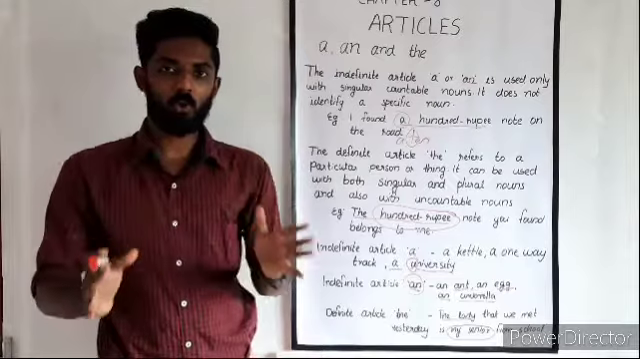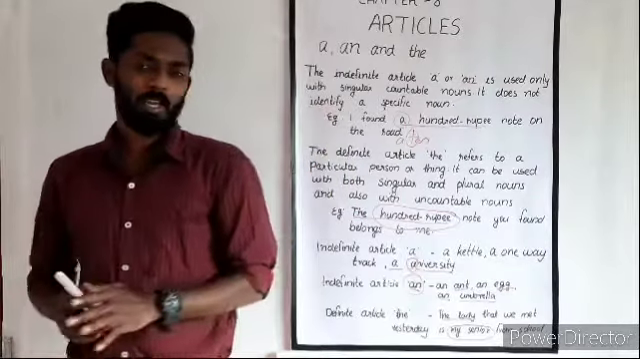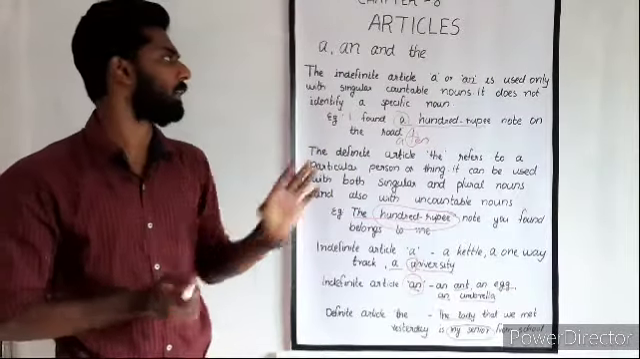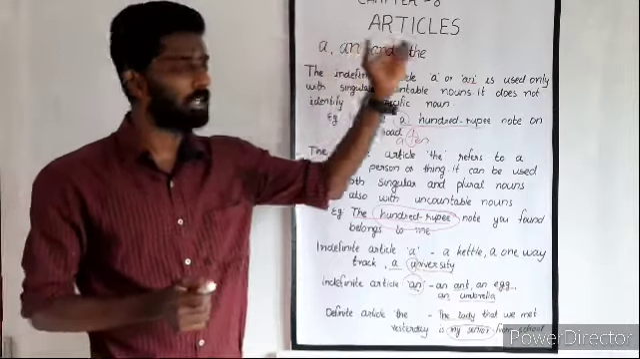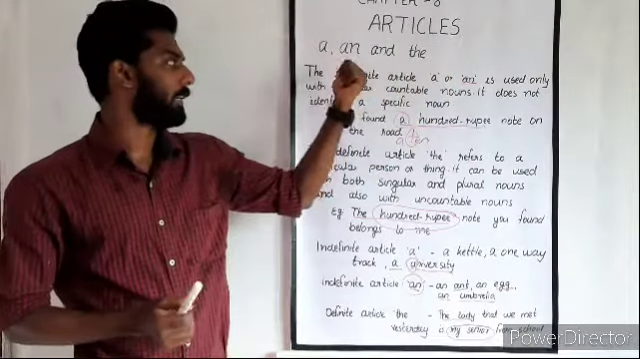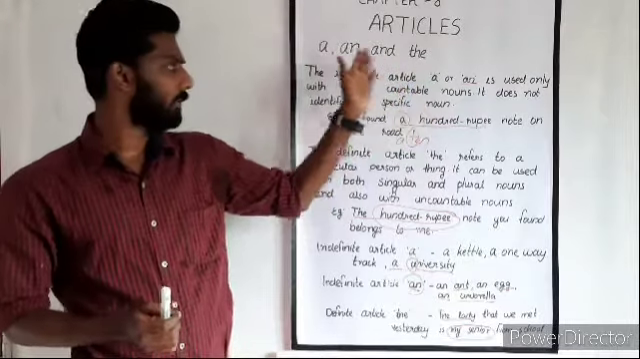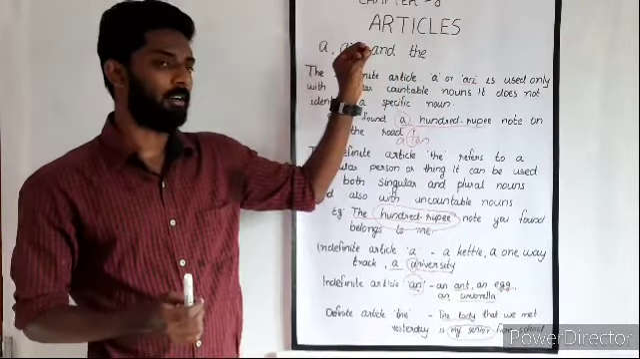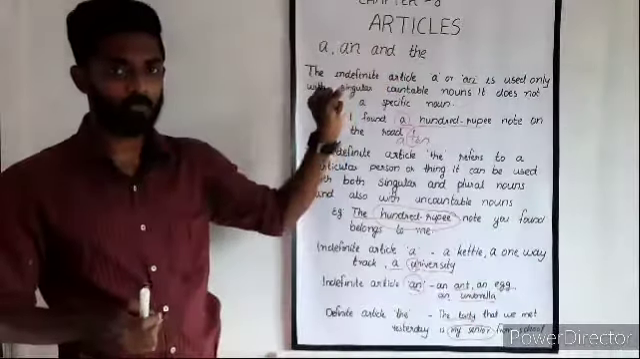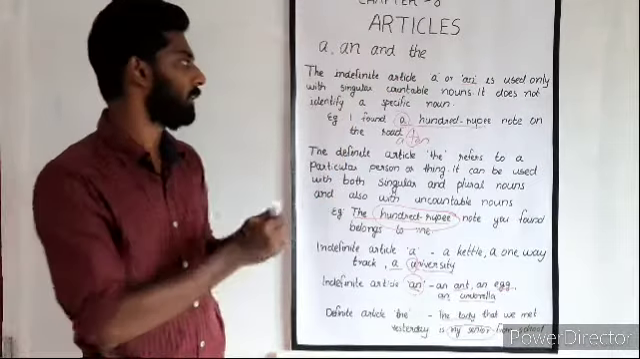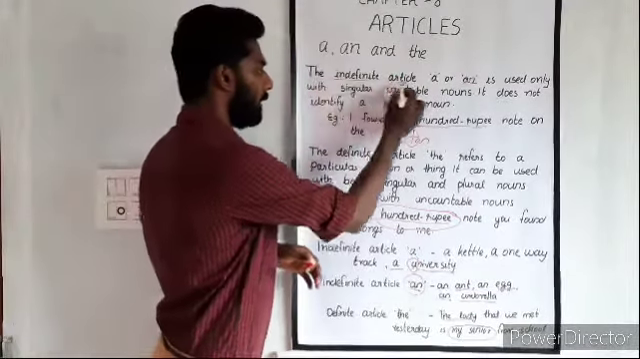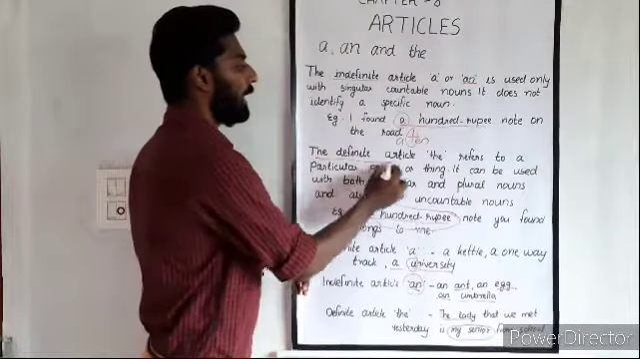So this is all about today's session, and let us recall the things which we have studied today. We spoke about articles, the three types of article: a, an, and the. These three articles are divided into two parts. One is the definite article and the second one is the indefinite article.